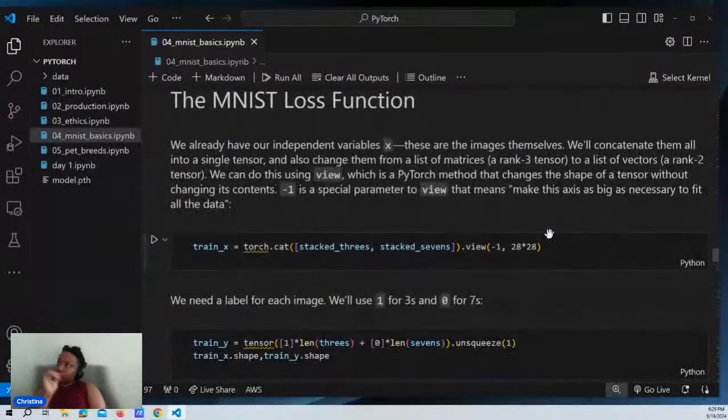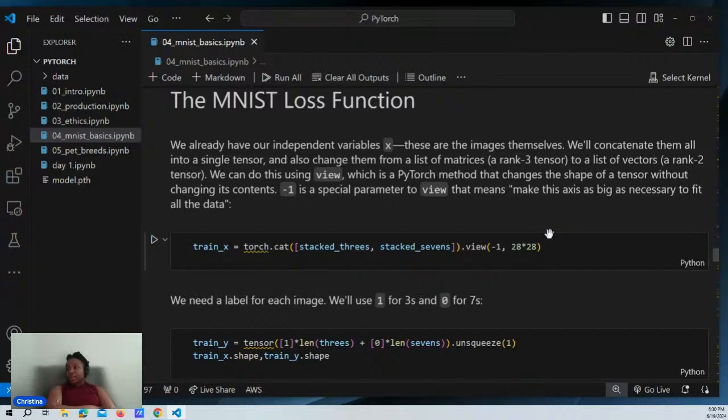Okay. So we already have an independent variable x. We can concatenate them with a single tensor and also change them, with the matrices rank 3 tensors and the vectors rank 2 tensors, by using view, which is a method that changes the shape of a tensor. If you change the shape of a tensor, that doesn't change the contents, which basically makes it fit whatever data we're looking at.